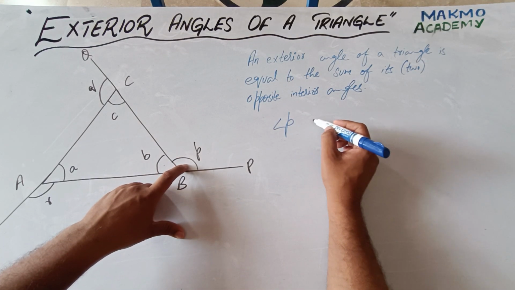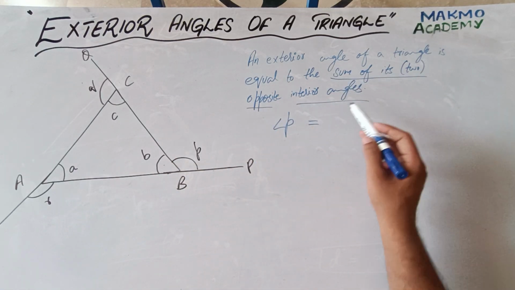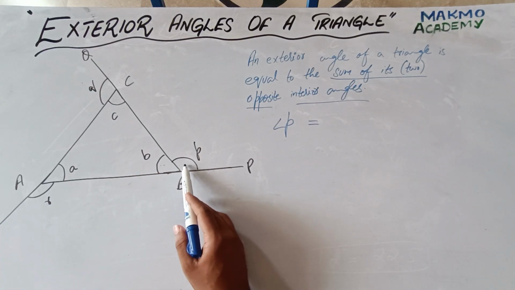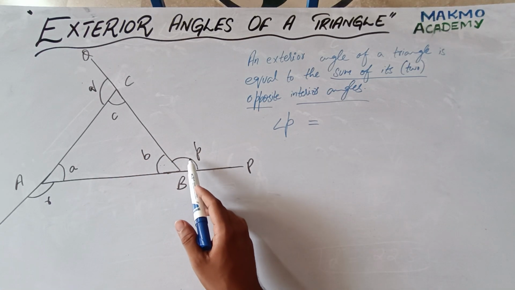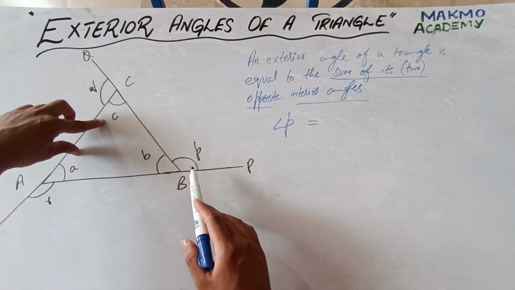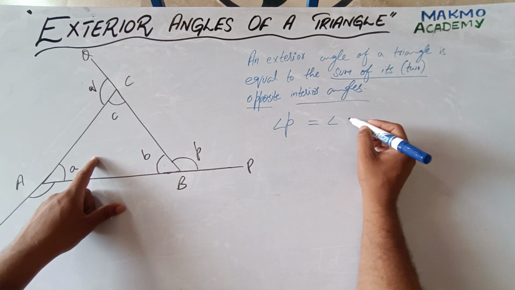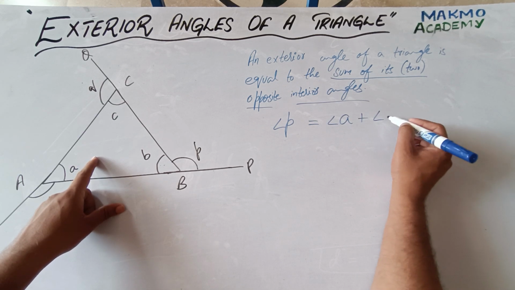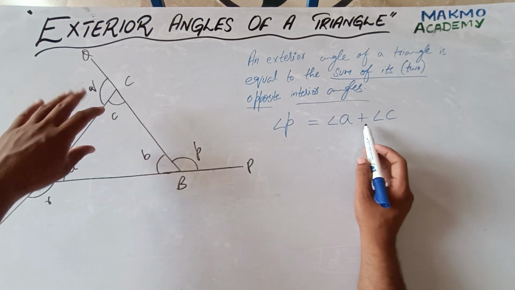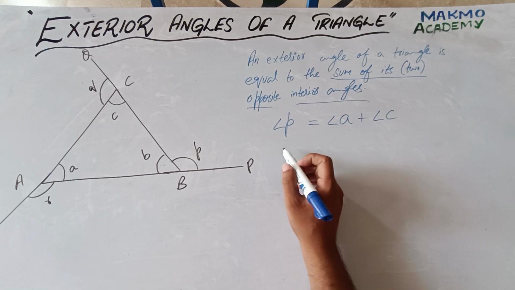So angle P is equal to the sum of its two opposite interior angles. This interior angle is adjacent to angle P because it is on the same line, so it is called the adjacent interior angle. But these two interior angles are the opposite interior angles with respect to P. It means that if we add angle A plus angle C, the sum of both the interior angles is equal to the opposite exterior angle.